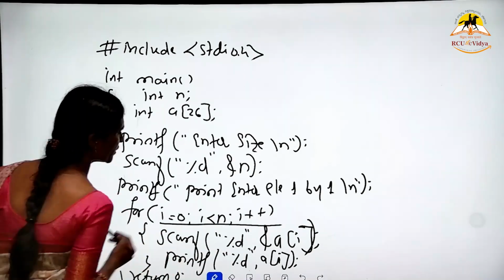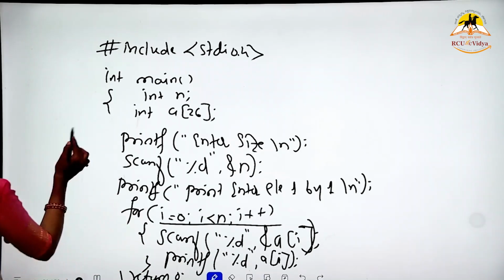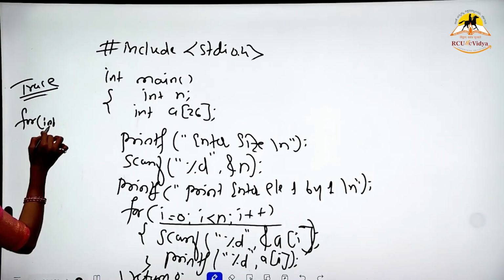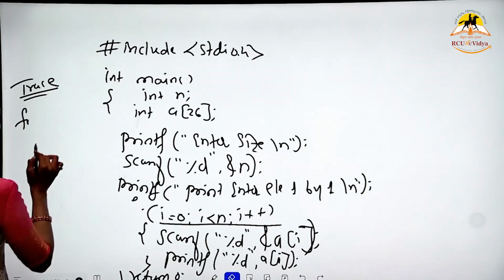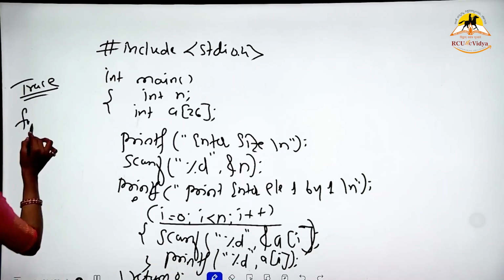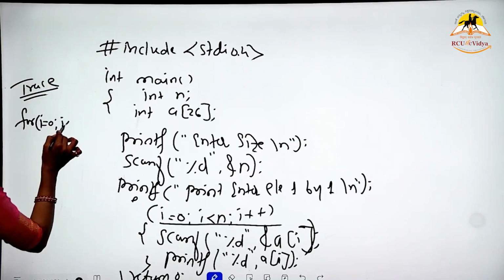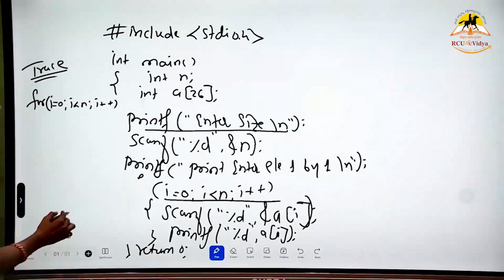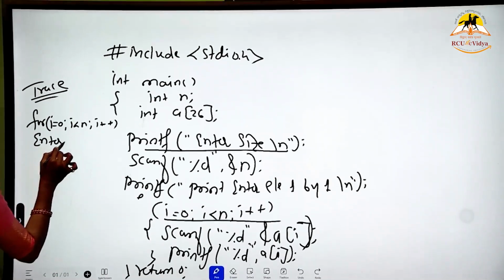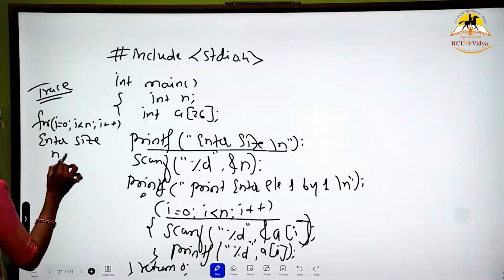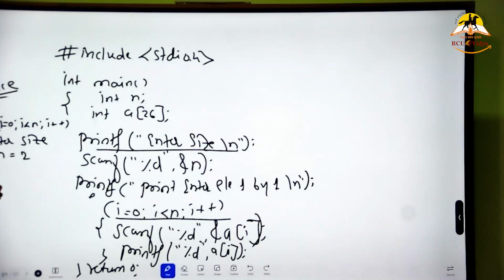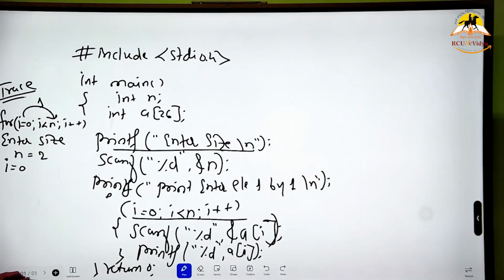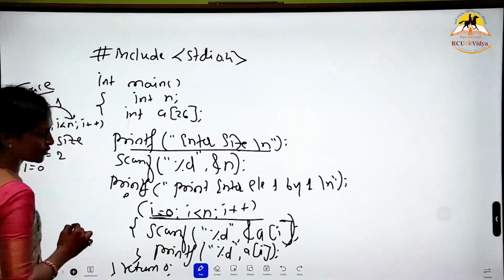Let's trace how this is to be executed. The for executes, and if you want to trace how that is executed, it is for i equal to 0, i is less than n, i plus plus. So first it will ask the size. When you say enter size, assume that I am entering n equal to 2. Now i is initialized to 0 the first time only once. Initialization executes only once throughout the program execution.